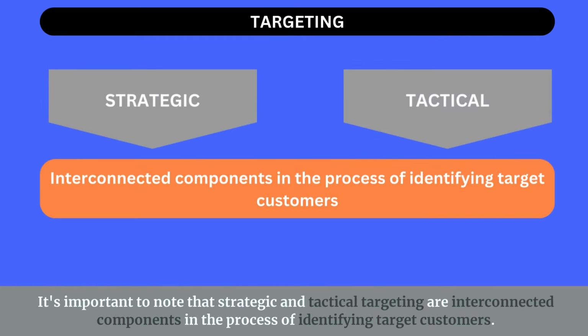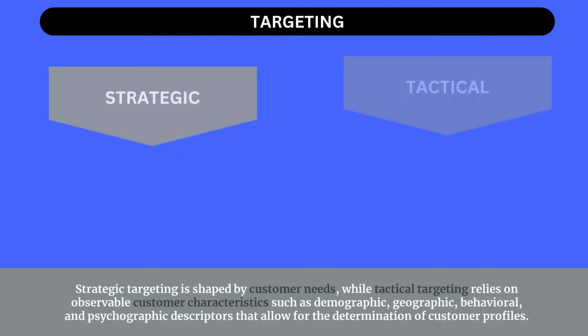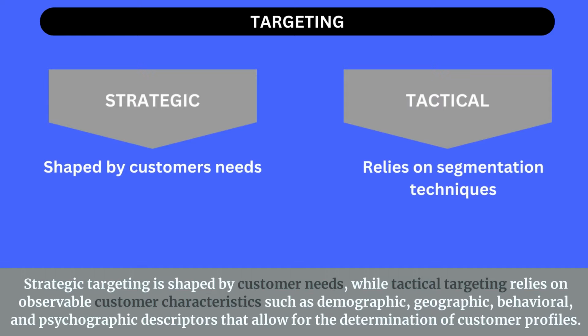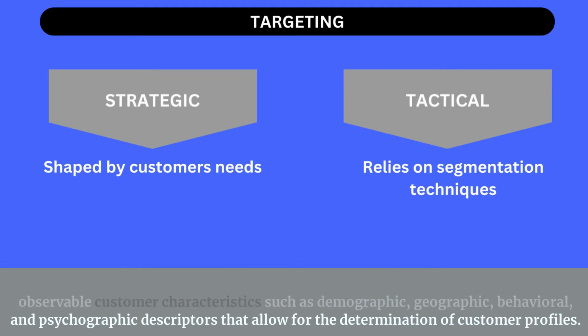It's important to note that strategic and tactical targeting are interconnected components in the process of identifying target customers. Strategic targeting is shaped by customer needs, while tactical targeting relies on observable customer characteristics such as demographic, geographic, behavioral, and psychographic descriptors that allow for the determination of customer profiles.